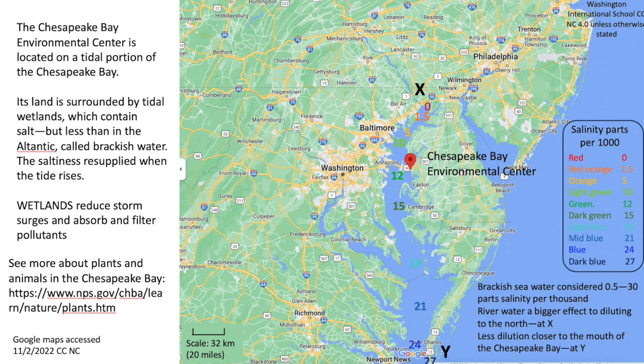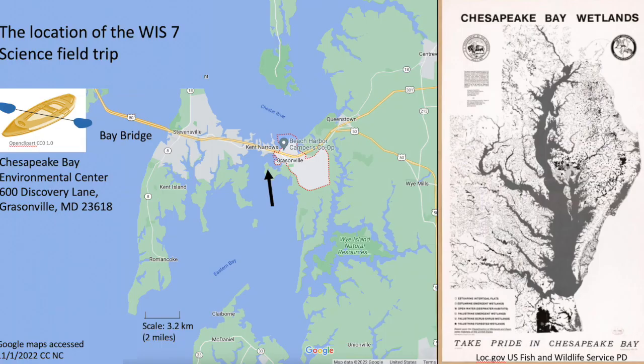And on the right-hand side, you've got the change in salinity from X, furthest inland, down to Y, where the Chesapeake Bay is meeting the Atlantic Ocean. And you can pause to look more closely at that.